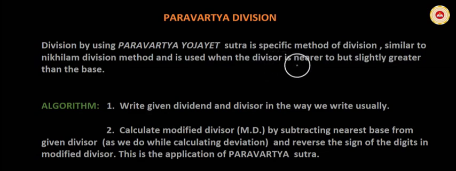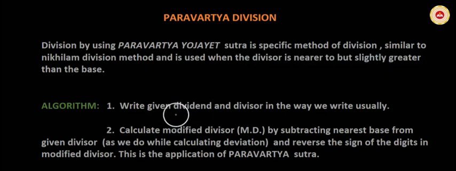used when the divisor is nearer to but slightly greater than the base, slightly greater than the nearest base for the given divisor. See friends, in Nikhilam division, the condition was that the divisor should be nearer to but slightly less than the base. And in this division, Paravartya division, the condition is that the given divisor is nearer to but slightly greater than the base. Now let us read the algorithm.